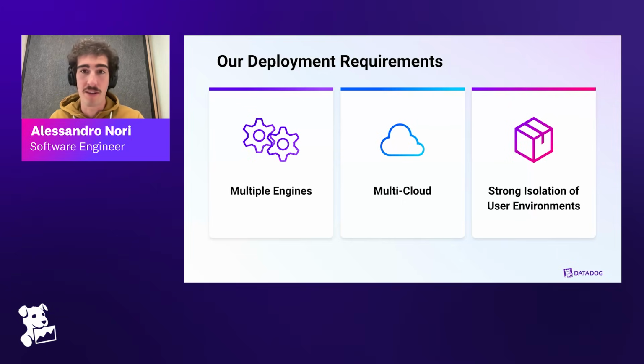Then the second requirement is multi-cloud. So Datadog operates across all major cloud providers. So our platform needs to work everywhere with the same capabilities. And finally, we need to guarantee isolation across user environments. So we operate in a multi-tenant environment, and so we must prevent noisy neighbors and security problems, and other problems that come from multi-tenancy in general.